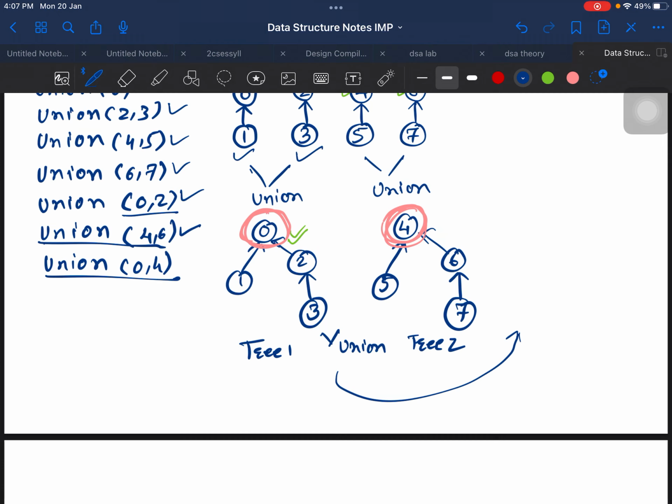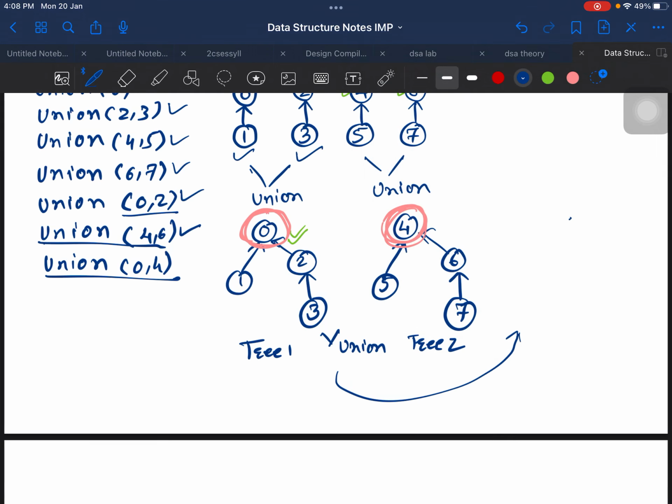So let us assume that if tree 1 is having 6 elements and tree 2 is having 4 elements, in that case the 6 element tree is the superior tree. So we have to make that tree the parent tree. But in this case, our tree 1 and tree 2 both have 4 elements, so we cannot say that either tree is superior. So I am now merging these two trees.